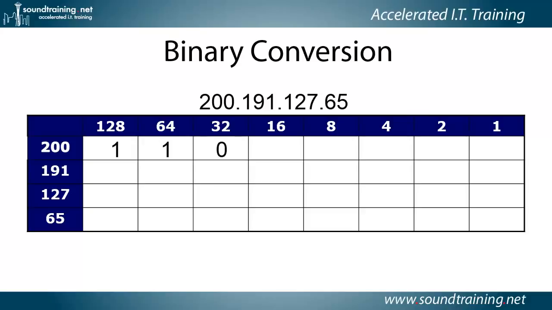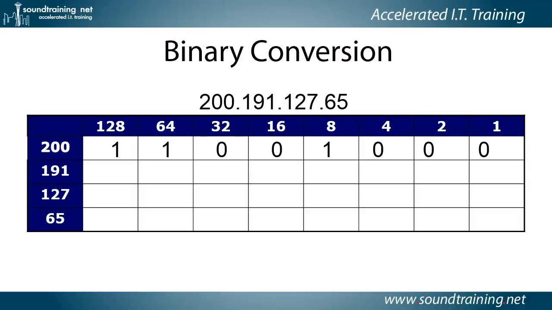What do you suppose goes in the 16's column? Well, if you said a 0, you'd be right. We're still dealing with that remainder of 8. Can we subtract 8 from 8? Sure, so we put a 1 in the 8's column, and that leaves us with a remainder of 0, so we put a 0 in each of the 3 remaining columns.